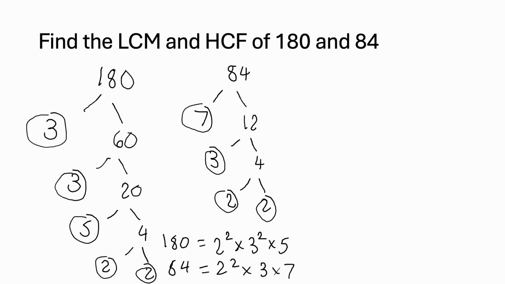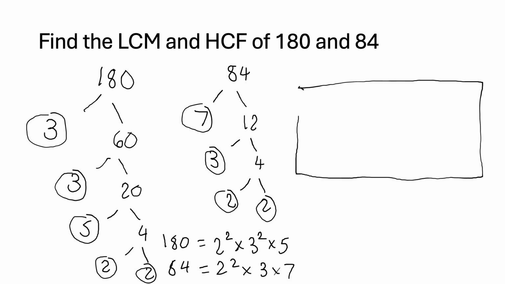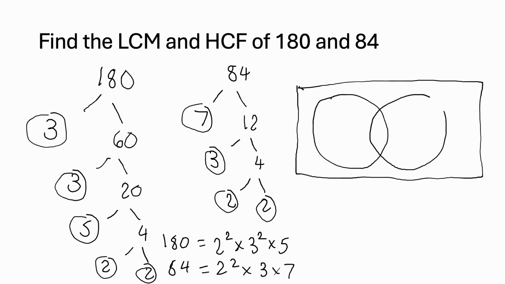Okay, so what we're going to do here is draw a Venn diagram. We're going to use the Venn diagram method to work this one out. 2 circles: this is going to be the prime factors of 180 and the prime factors of 84. So we look at what they have in common. Well, they have 2 2's, and they have 1 3 in common, both of them. However, what 180 only has is an extra 3 and a 5, and 84 has an extra 7.